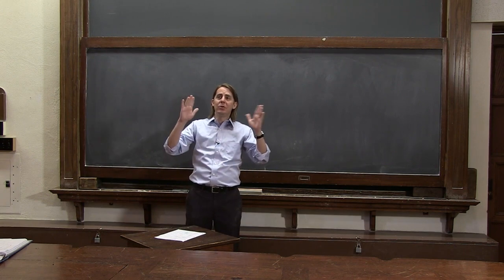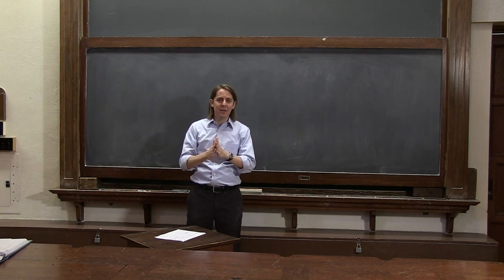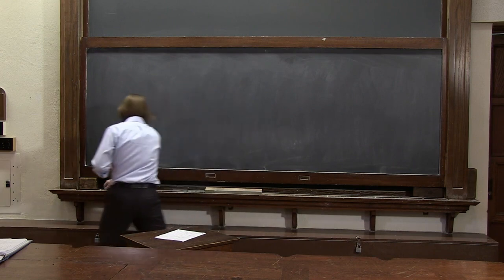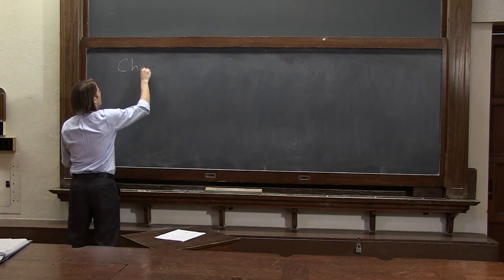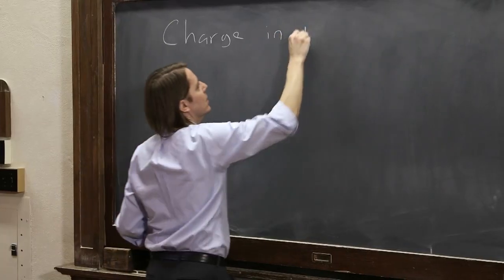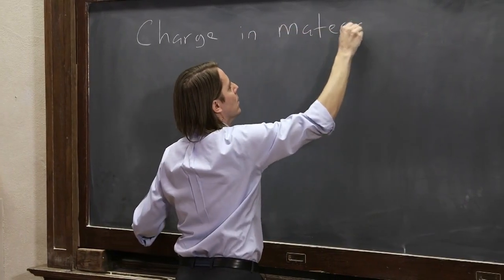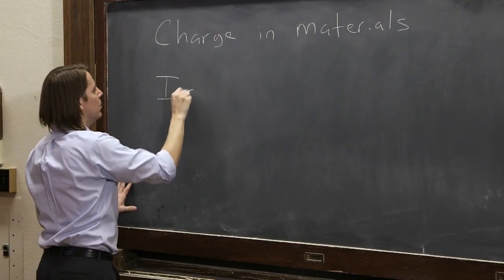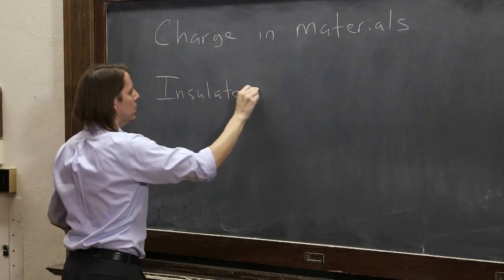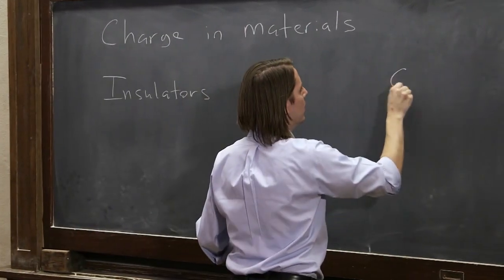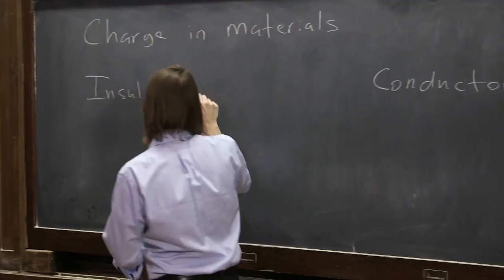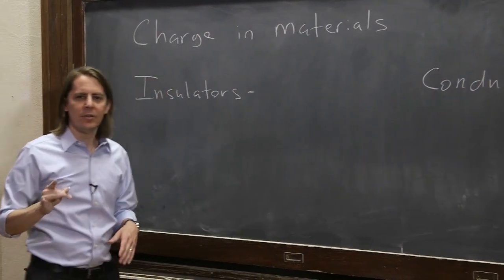So there are many, many materials in the world that do many, many amazing things. But for the electrostatics in freshman physics, we can basically narrow it down to just two kinds of materials. So let's look at charge in materials. So we can narrow it down simply to insulators and conductors. So what goes on in an insulator?